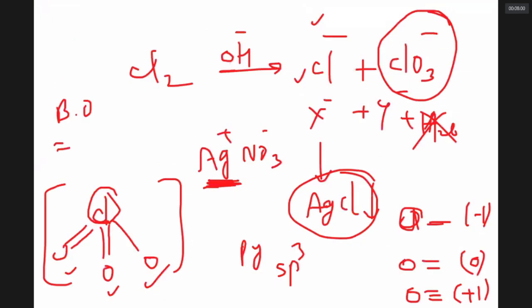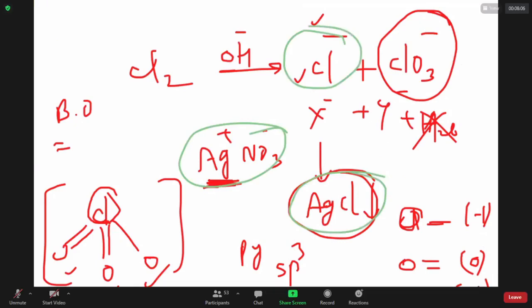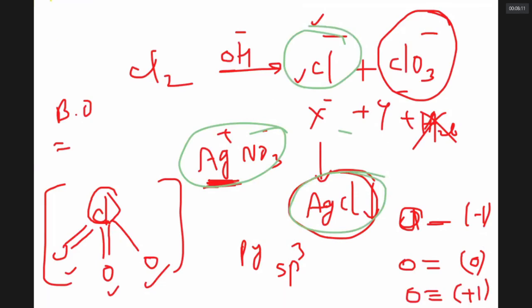A reacted with silver nitrate to give a white precipitate. Very good. So A must be chloride. The Y, what is the bond order for ClO bond? I know in hot NaOH I am getting ClO3 minus. If there is one minus charge, it means there must be one oxygen with a single bond. It means all the other oxygens have double bonds. Okay. It is a pyramidal chlorate ion.